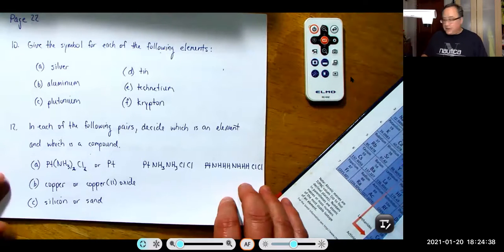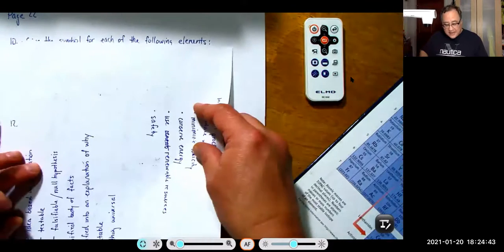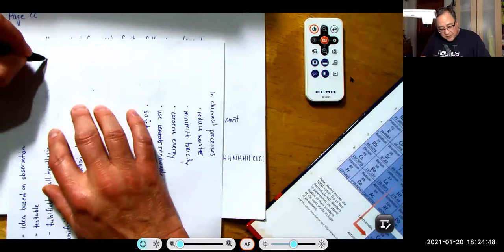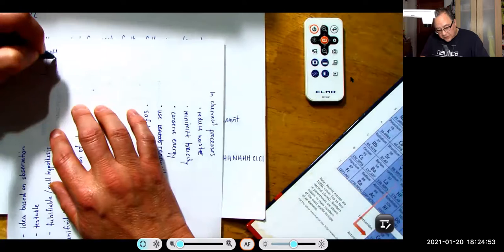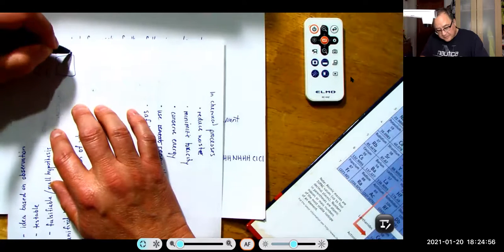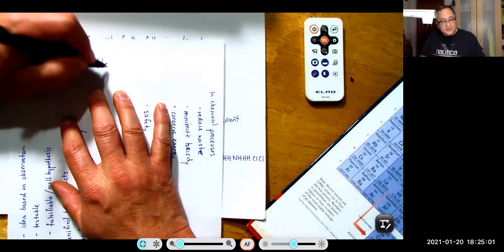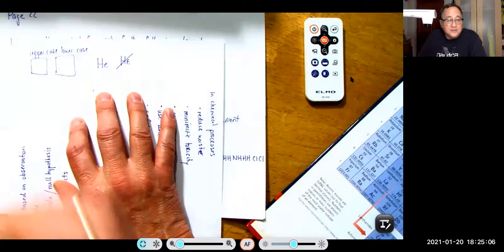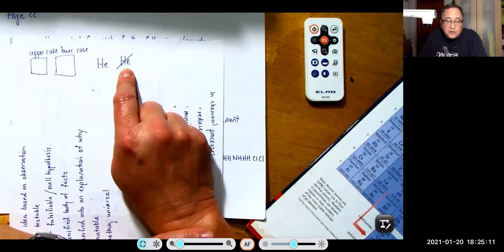Okay. There's another thing I want to tell you about the symbol of elements, and that is when you have two letters, the first one is always uppercase, and the second one is always lowercase. So when I wrote helium, this is correct. This is not correct because that E is an uppercase. Uppercase and lowercase do not refer to how tall it is. They refer to the look of it.